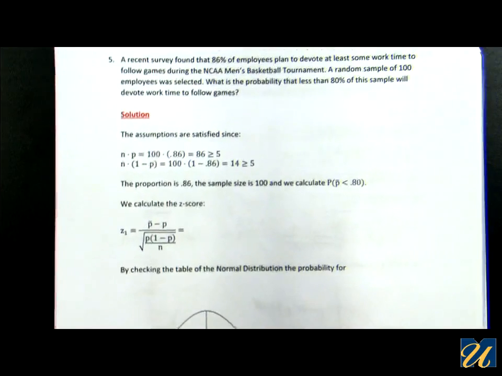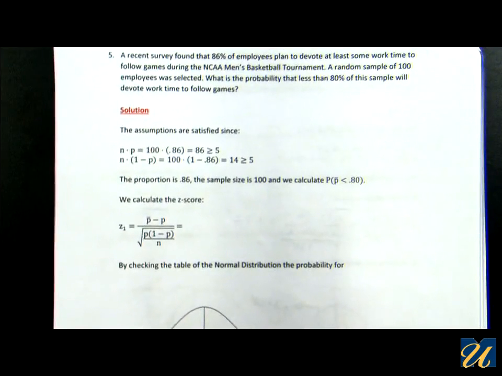For the next problem, a recent survey found that 86% of employees plan to devote at least some work time to follow games during the NCAA men's basketball tournament. A random sample of 100 employees was selected. What is the probability that less than 80% of this sample will devote work time to follow games?